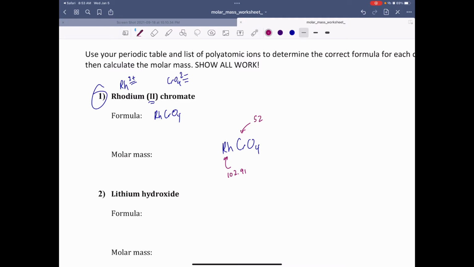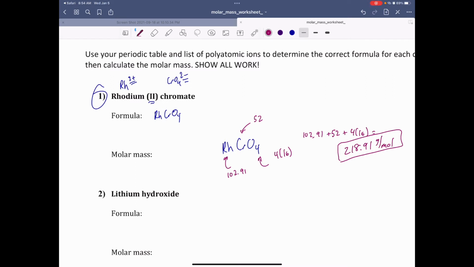That's nice. And now we've got 4 oxygens. And oxygen's easy. It's just 16. That one I just have memorized because there are so many oxygens in these things. All right, so now we just add up all the pieces. So we've got 102.91 plus 52 plus 4 times 16, which is 64. And now it's calculator work. So my handy-dandy TI-84 says that 102.91 plus 52 plus 64, I get 218.91, and that's grams per mole, because that's what molar mass is. All right, so that's how you do that one.